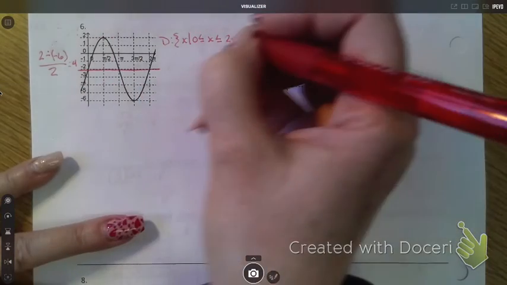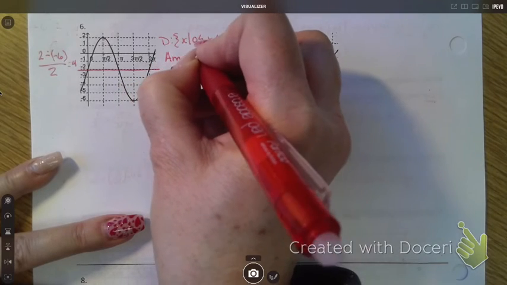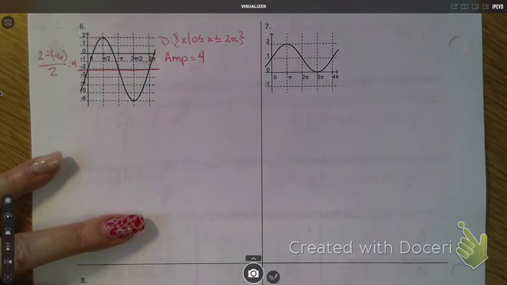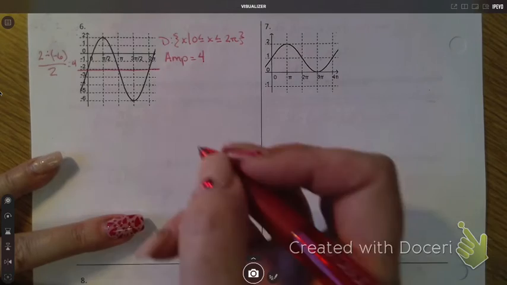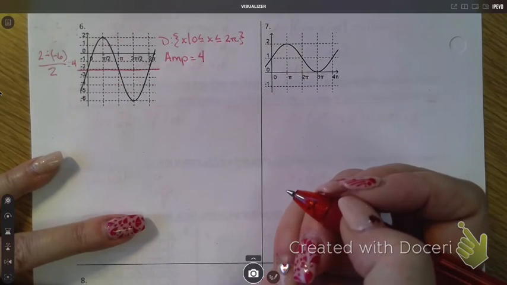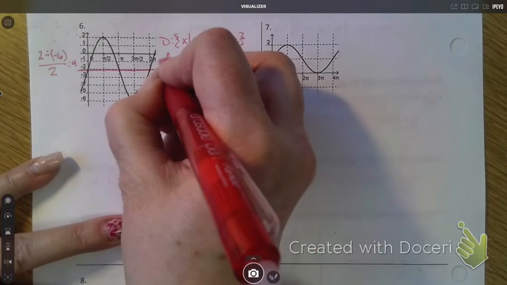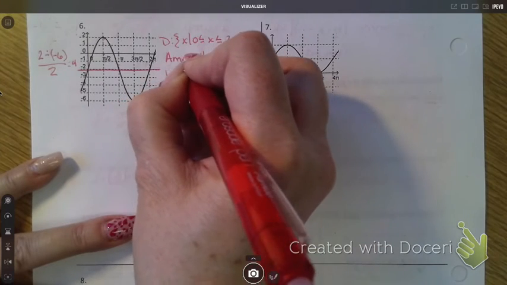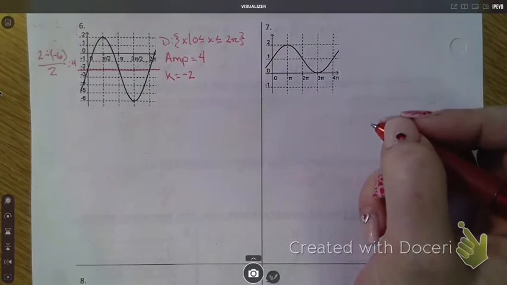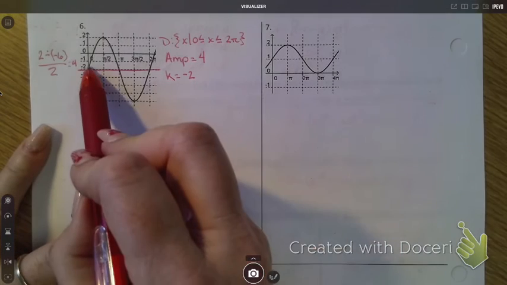Okay, so what is our amp then? 4. We calculated it as 4, but we need to know that -2 because it's going to be the what? New axis. What variable is that -2? K. So my K is -2. I need to go back to my what? Period. And that's going to be 2 pi.